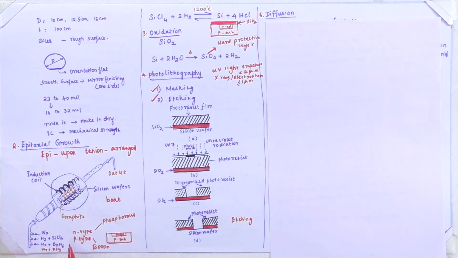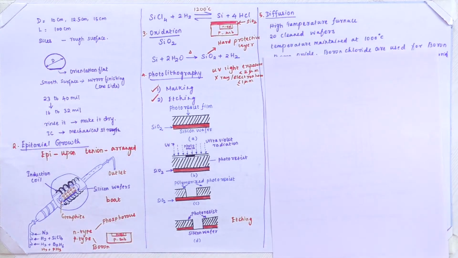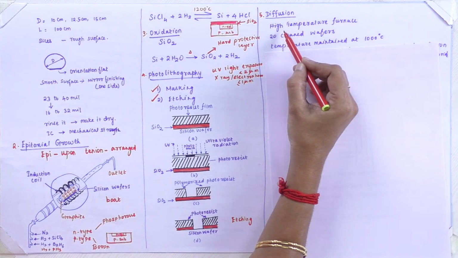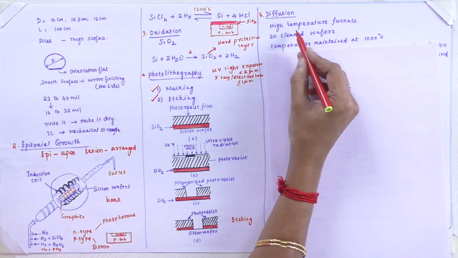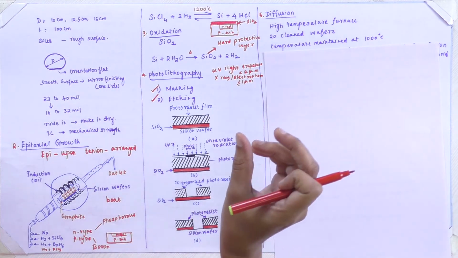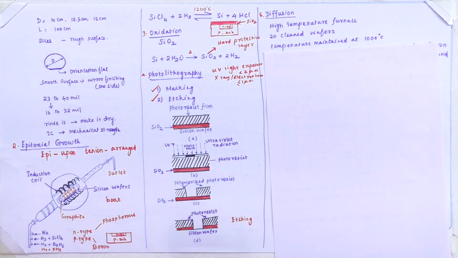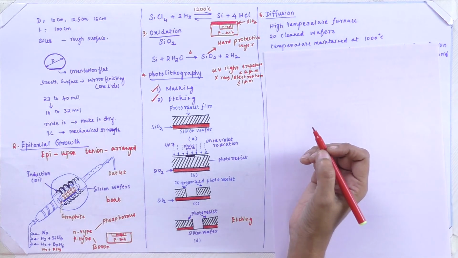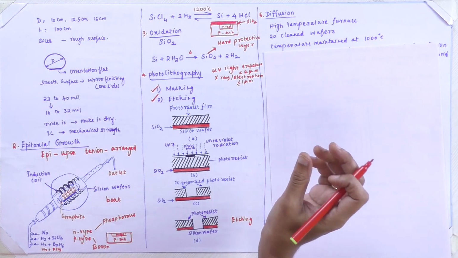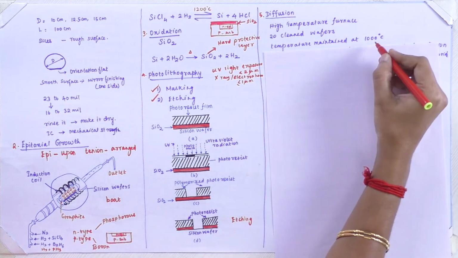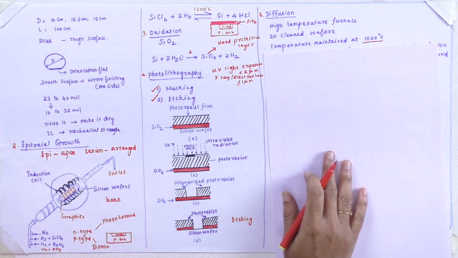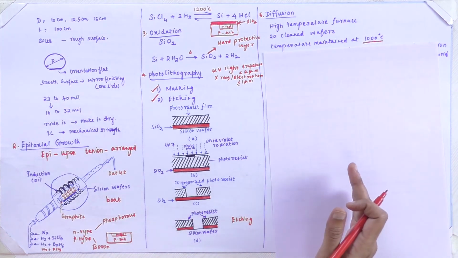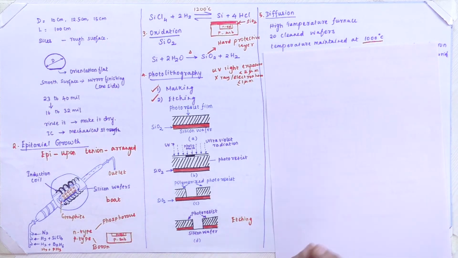Like that, we are going to diffuse some impurities. As I mentioned earlier, we diffuse N type and P type impurities. While diffusing, the impurities should go into the silicon wafers. This diffusion concept is carried out in a high temperature furnace. We take 20 cleaned wafers, already made in the process of silicon wafer making, and put them in the hot zone with the temperature maintained at 1000 degrees centigrade. It's a heated process. In that condition, we have to add some impurities.